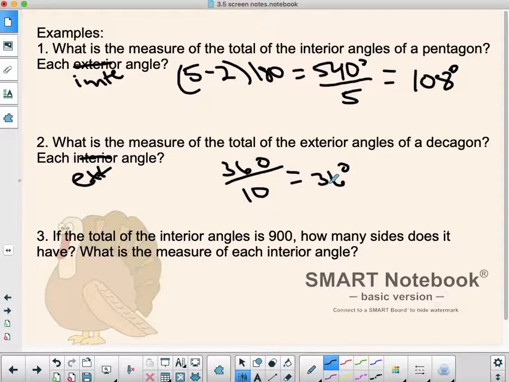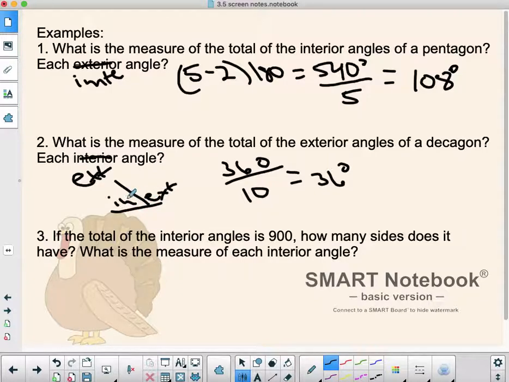Now what's interesting is that exterior angles and interior angles of a polygon have to add up to 180 degrees, because if you look at, if this is the interior and this is the exterior angle of any polygon, they make a straight line.